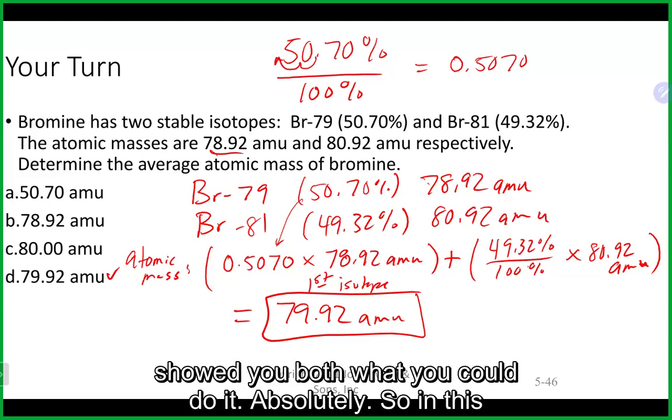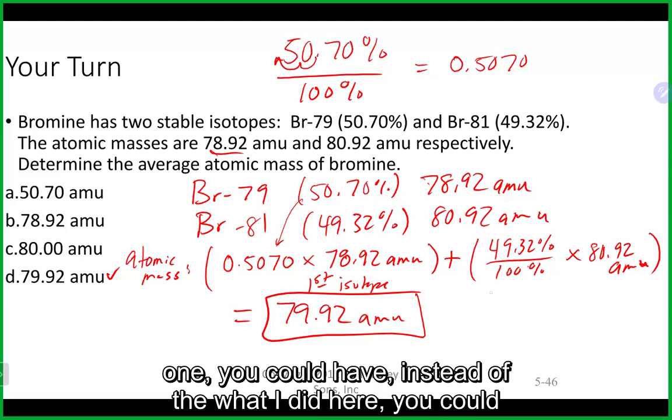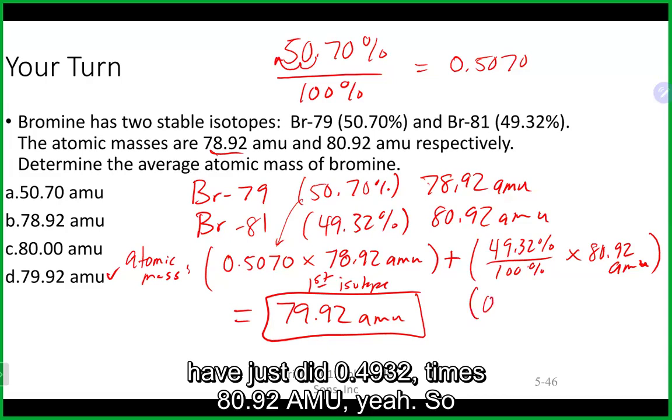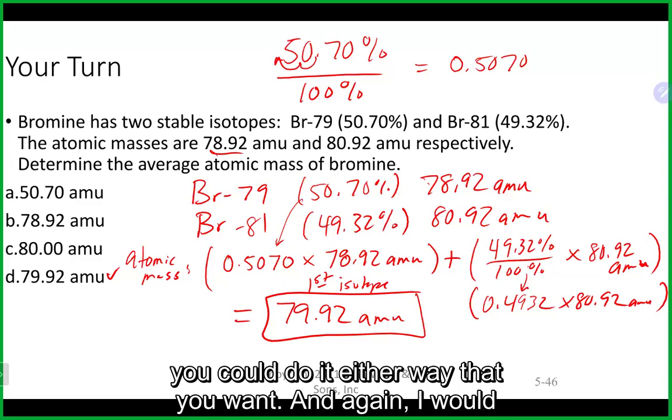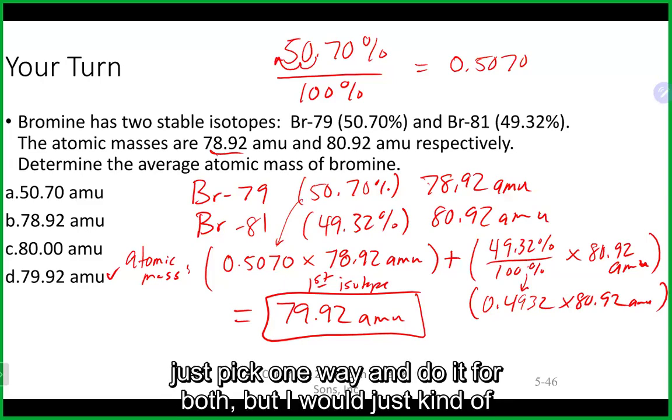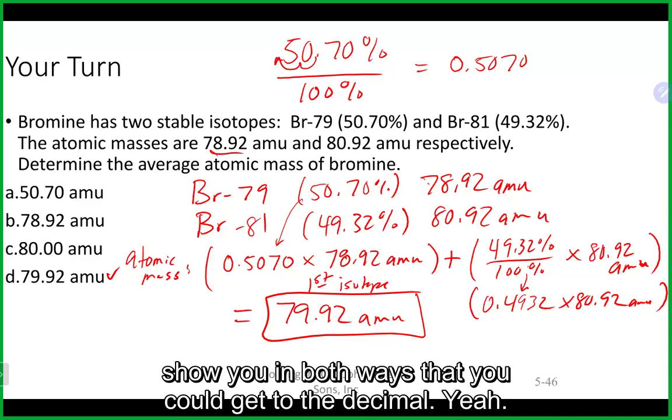You don't need to. I just showed you both ways you could do it. Absolutely. In this one, instead of what I did here, you could have just done 0.4932 times 80.92 AMU. So that's basically what this will get you. I was just showing you that you can do it either way. I would pick one way and do it for both, but I was showing you both ways that you could get to the decimal. Other questions?